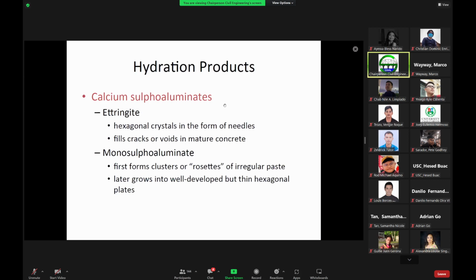Then the last two hydration products, your calcium sulfoaluminates, which is your ettringite, and your monosulfoaluminate. For ettringite, it is hexagonal crystal, so in the form of needles, so they look like needles under a microscope. This also fills the cracks or voids in mature concrete. Then your monosulfoaluminate, your AFM, this forms first as clusters or rosettes of irregular paste, but later, as your hydration process develops, it will become thin hexagonal plates.